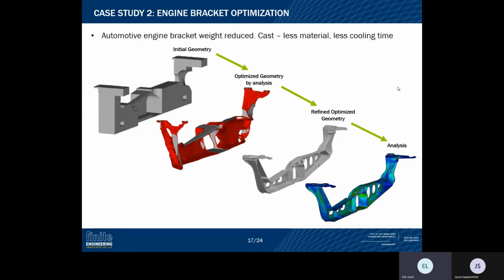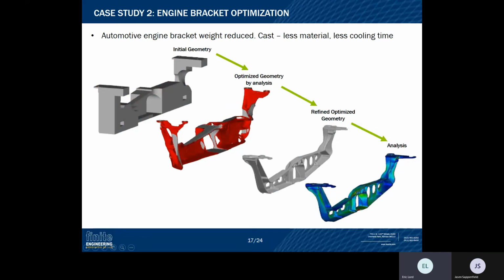Here's another example. So here's an automotive engine bracket, and the idea was to reduce the weight. This was a cast product, so less material, less cooling time, so faster production, also less material utilization. So start off with the initial geometry here. An optimization was done on this geometry through the analysis. And what you can see from here is that because it's very densely meshed, it says, here's the shape that you end up with.